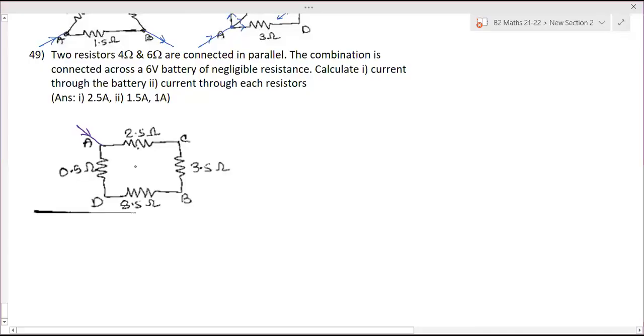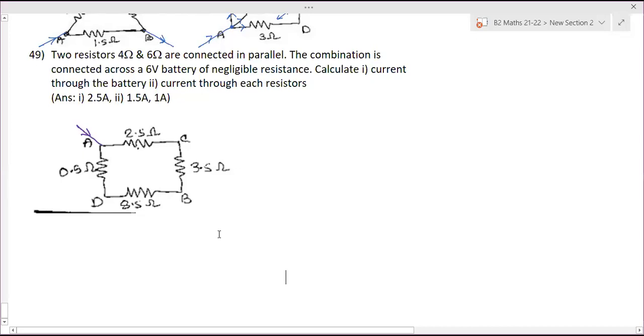Ma'am, your screen is blue and black in color. Now it's fine. It is paused. Are you able to see? Yes, ma'am. Showing it is paused. Now you are able to see, right? Yes, ma'am, now it's fine.